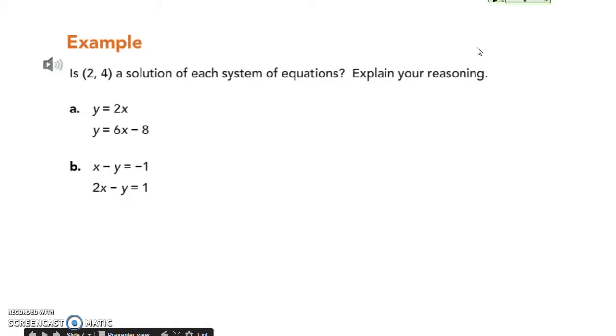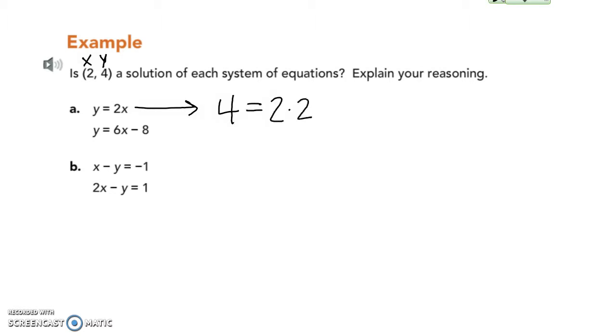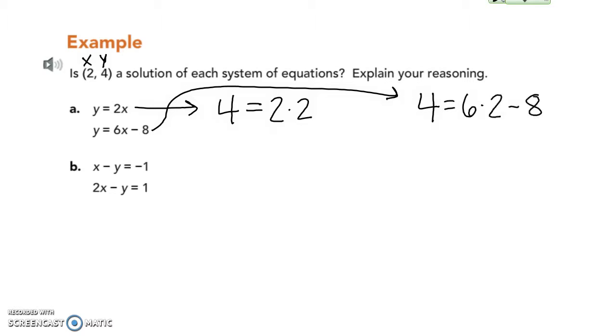Okay, so in this first system of linear equations, I'm going to plug in for the first equation, remember this is x and this is y, so 4 equals 2 times 2, and then I'm going to do the same thing in the second equation. I'll come over here and do that. 4 equals 6 times 2 minus 8.